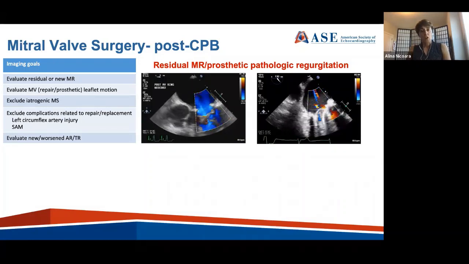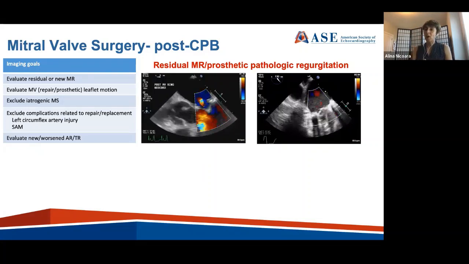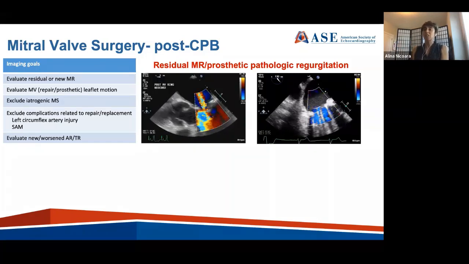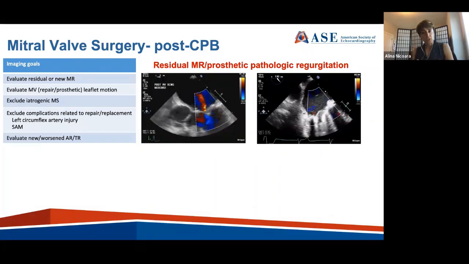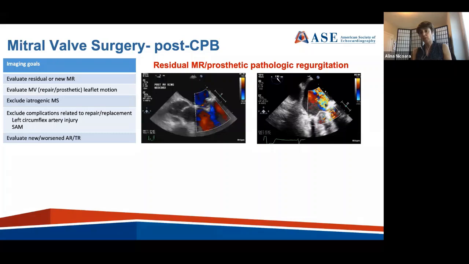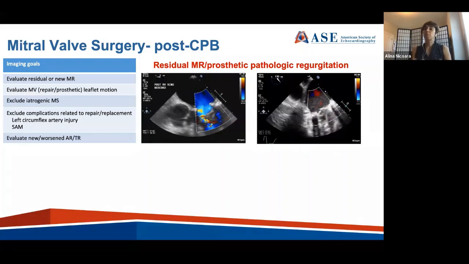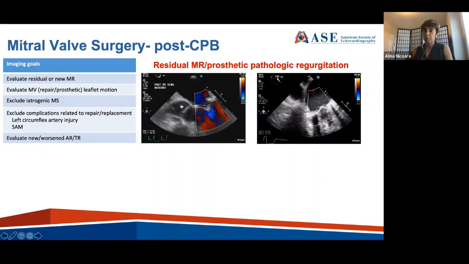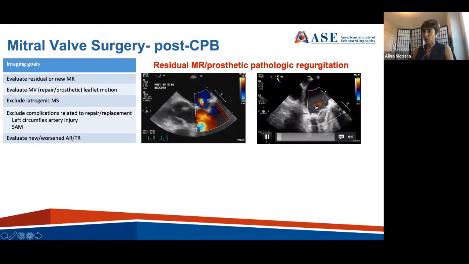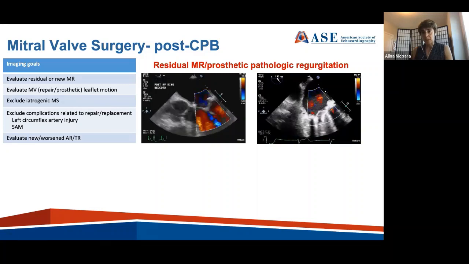So evaluation of residual MR severity is important. However, equally important is to actually find out the mechanism of residual mitral regurgitation. Diagnosing pathologic prosthetic regurgitation is important, be it intravalvular or paravalvular. And beyond that, localizing where that jet is originating is important. And these are a couple of examples of repair and intravalvular prosthetic regurgitation.